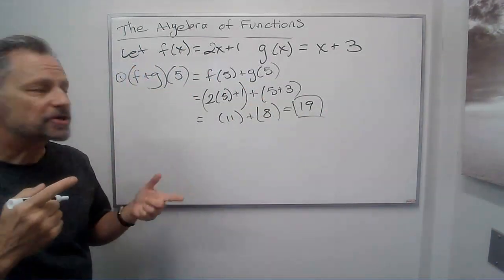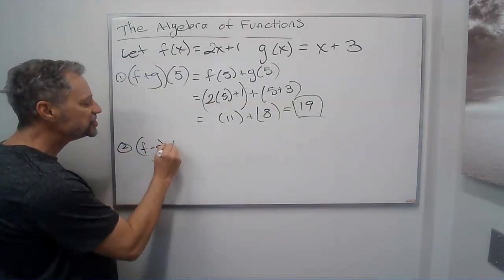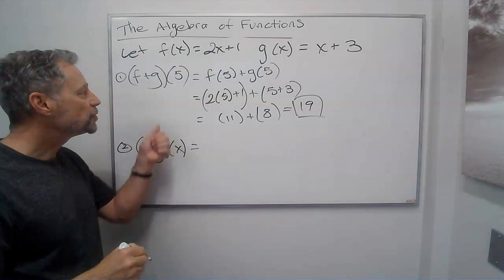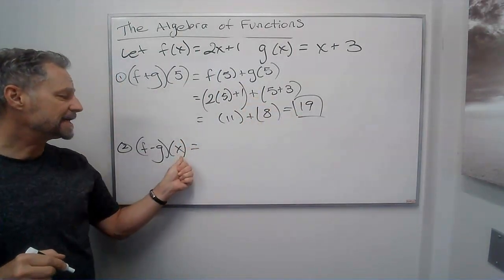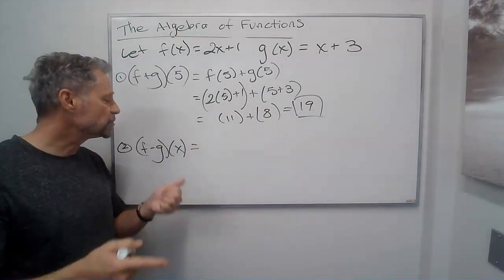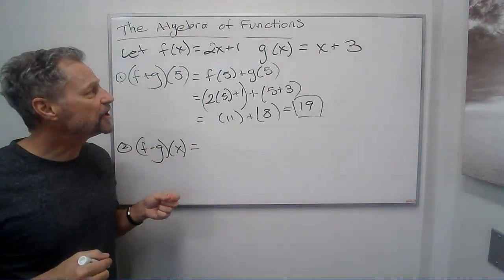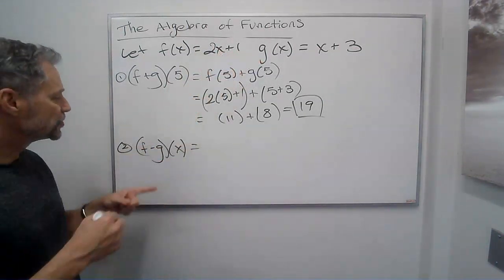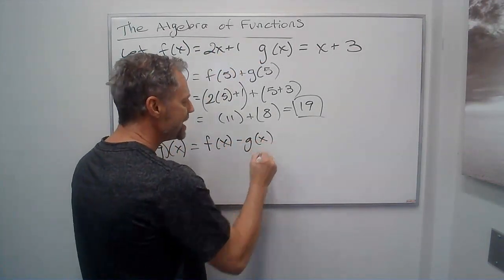Okay, let's look at a second one. Let's do f minus g, but just of x. So we don't have a value that we're putting in, so we're not going to get a value out. We're putting in a variable. We're going to get a function out, a new function. What does the f minus g function look like? So we're defining a new function. Same two functions we're using. It's still going to be f of x minus g of x.